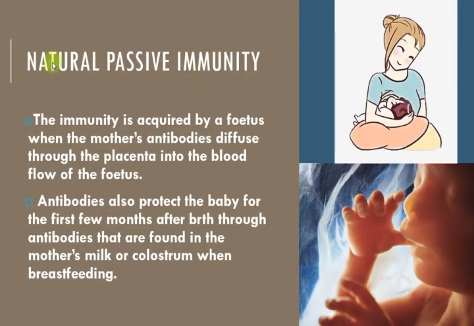Alright, okay, we go to the natural passive immunity. So the immunity is acquired by a fetus when the mother's antibodies diffuse through the placenta into the blood flow of the fetus. That is referred to the immunity acquired by the fetus during the mother's pregnancy.